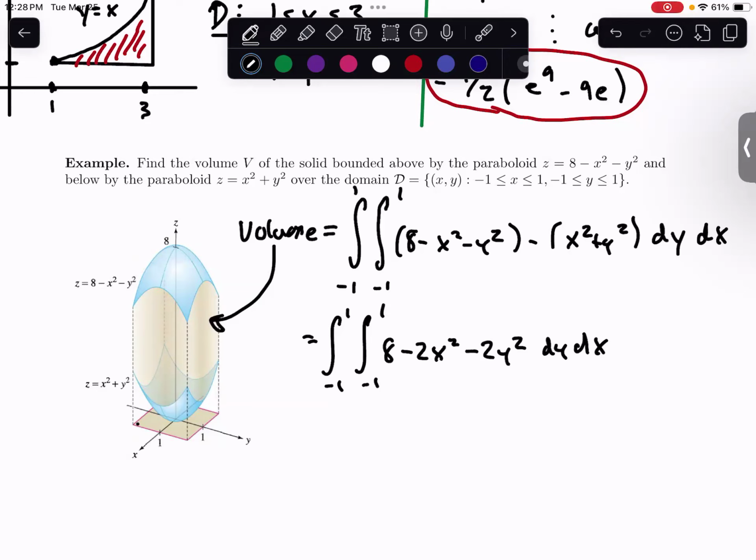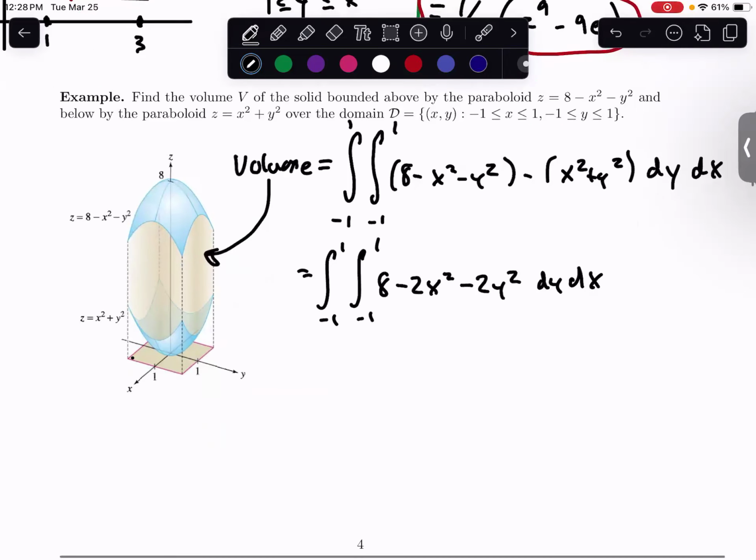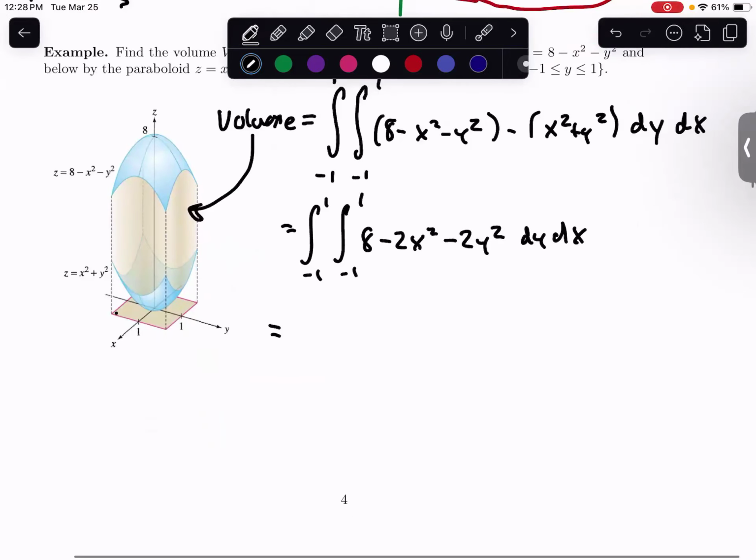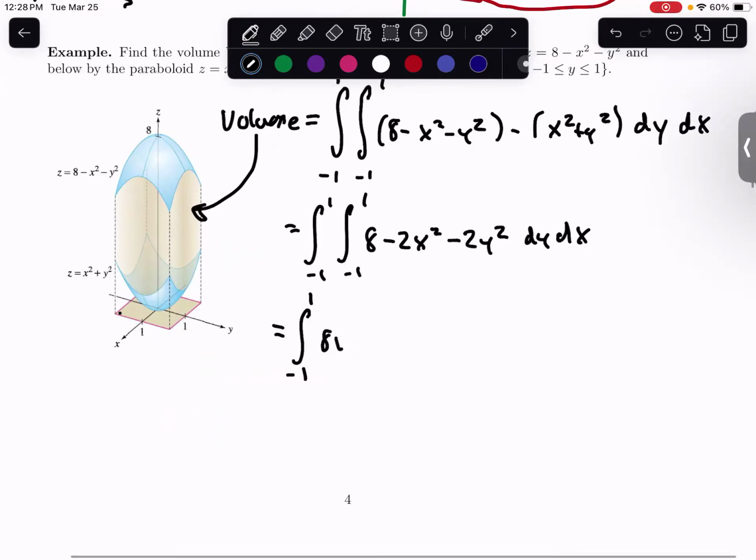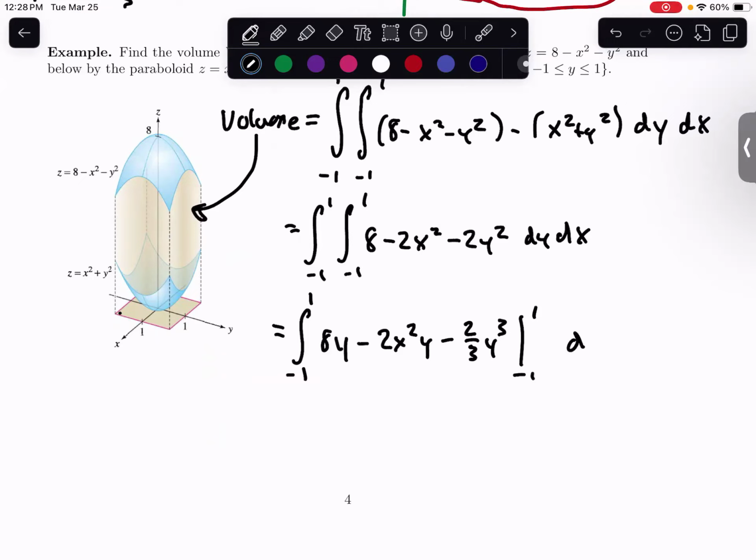And now this is just a polynomial, right? So computing the integral of this is pretty straightforward. It just takes a little bit of writing. Right. So if we integrate with respect to y, this is going to be 8y. We treat x as a constant, so it'll be 2x squared y. This will be minus 2 over 3 y cubed. This will be evaluated from -1 to 1 dx.